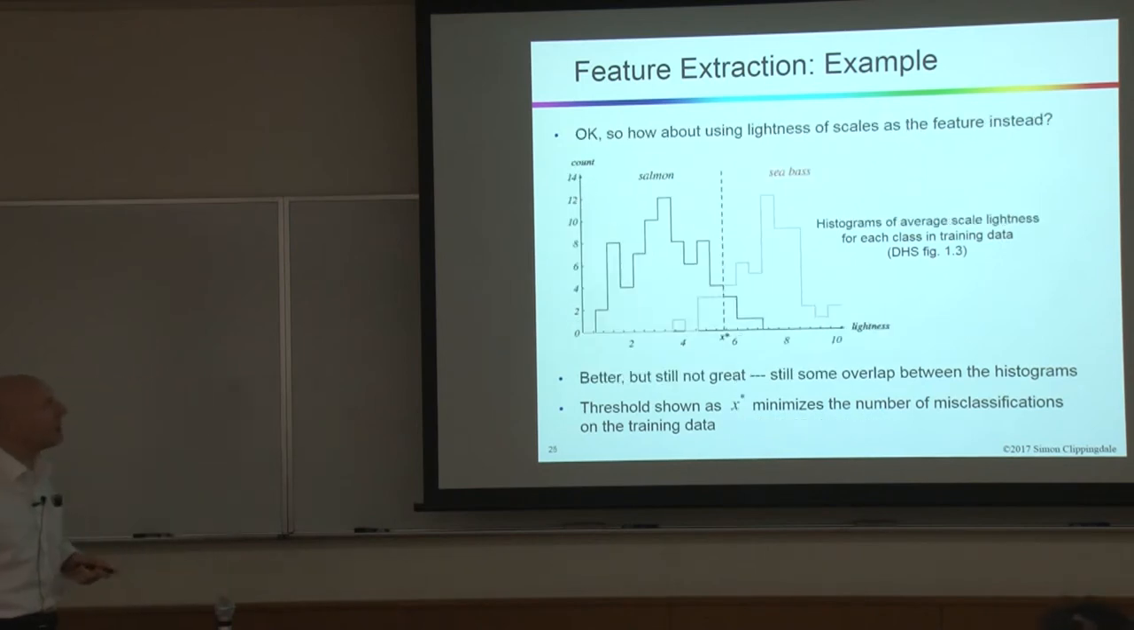Okay, well, how about using the lightness, the color of the scales instead? Because there's not quite so much overlap between the histograms of scale lightness. Well, if you put the boundary here, you do better than with length, but still not good, because there's still some overlap between these histograms, so you'll still make errors.